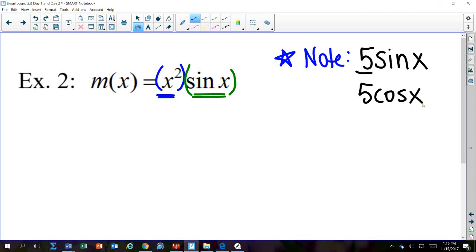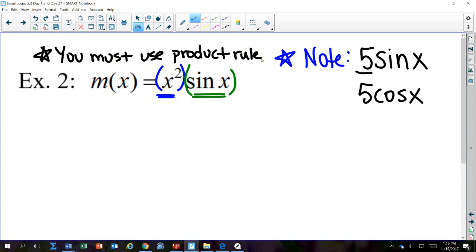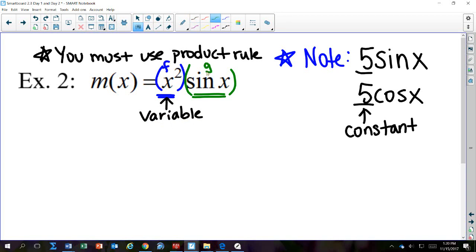But if you have a variable out front, this is the product rule. This one you have to use the product rule on. X squared is not a constant, okay? So I would make a note here, you must use product rule. Because if you notice, what we did in the past was a constant. Or here, this is a variable out front. Okay, you actually have two functions being multiplied together. Does that make sense? Common mistake. So I'm going to think about this like it's my function f, and I'm going to think about this guy like it's my function g.